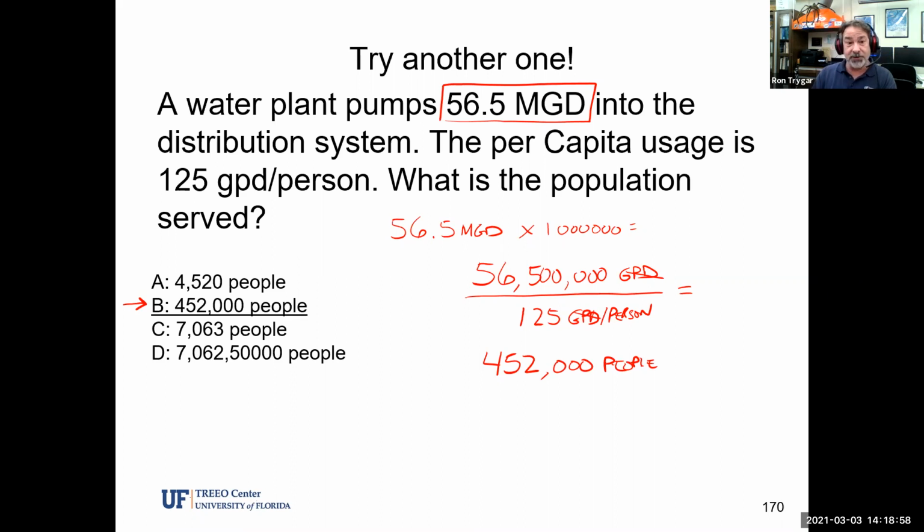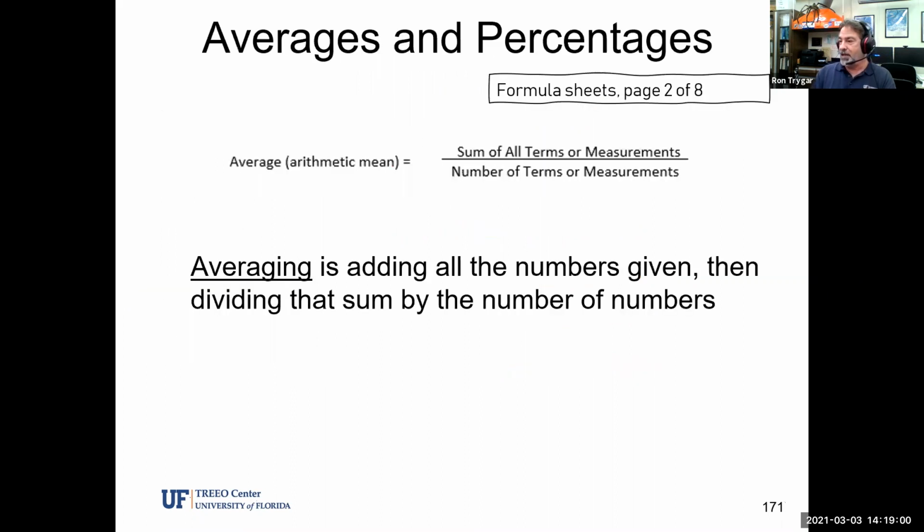All right, so far so good, I hope. Let's talk about averages and percentages. So average is also known as the arithmetic mean, or the middle of the road. It's not the high, it's not the low, it's kind of the average. So let's talk about what that is. It's calculated by the sum of all the terms or measurements divided by the number of terms or measurements.